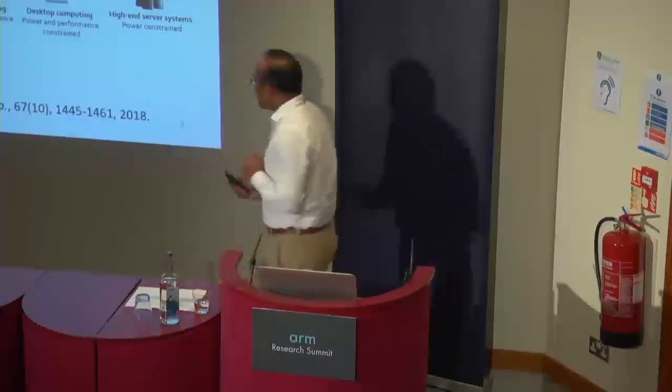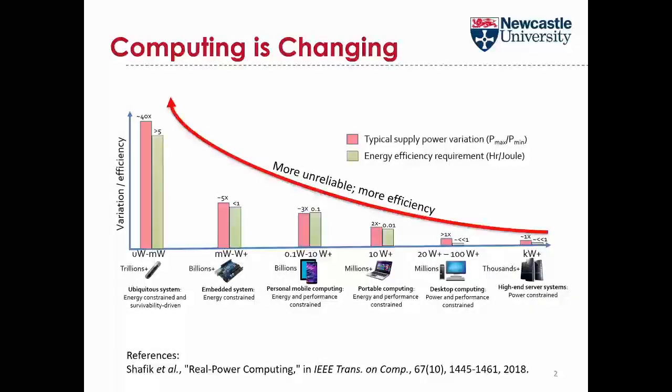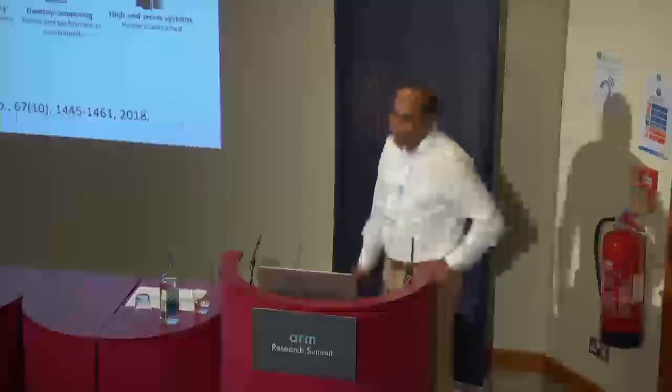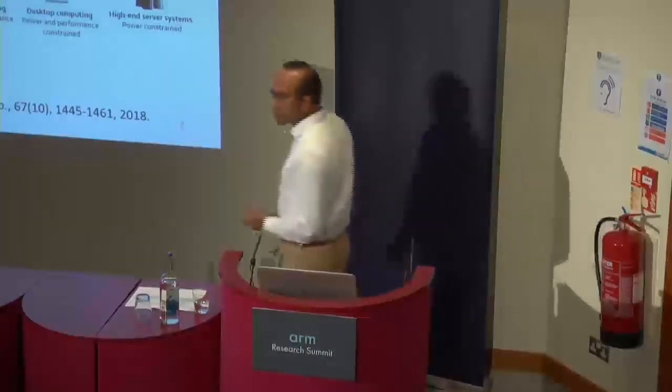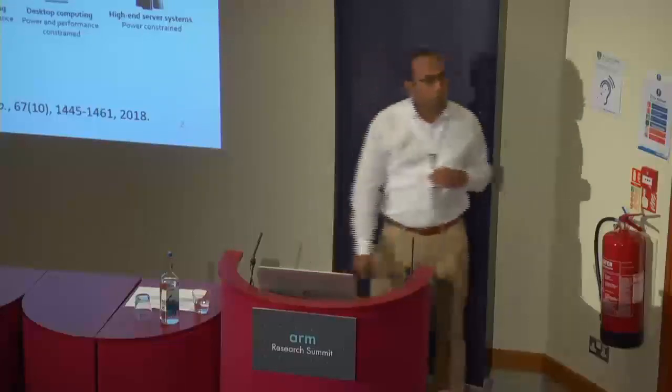Right, and that's where we bring in the concept of real power computing. I'll introduce the finer details a little bit later, but the highlight here is that as the energy supply is becoming more unreliable, you're also asking for something which is conflicting, which is you're asking for more efficiency out of this. You're actually asking for more operational time per joule of energy.